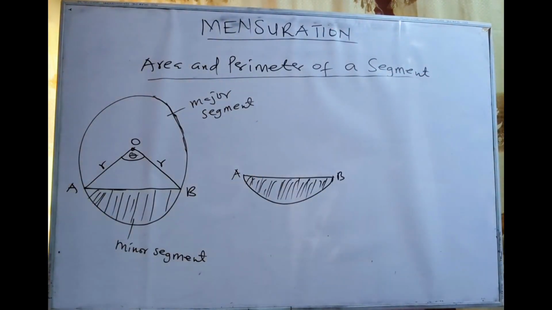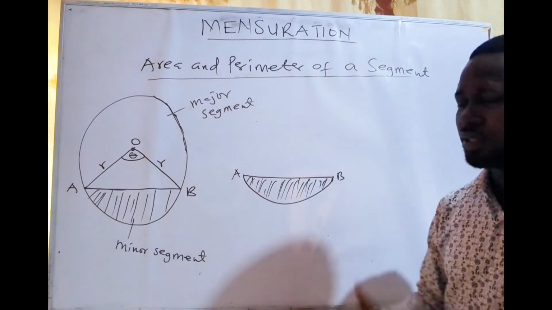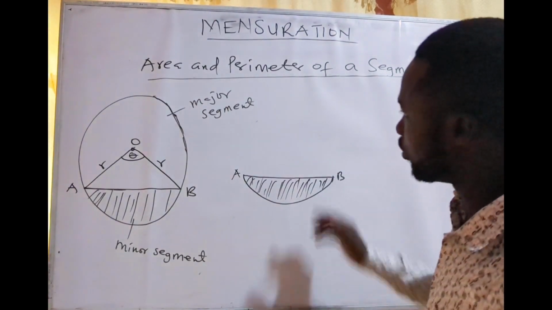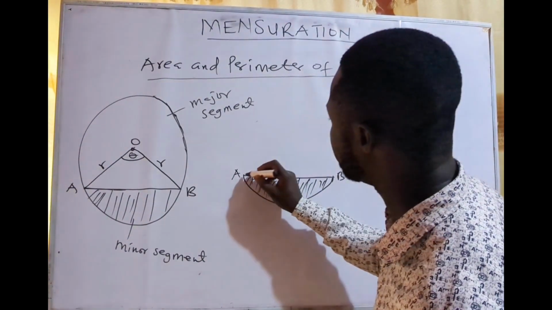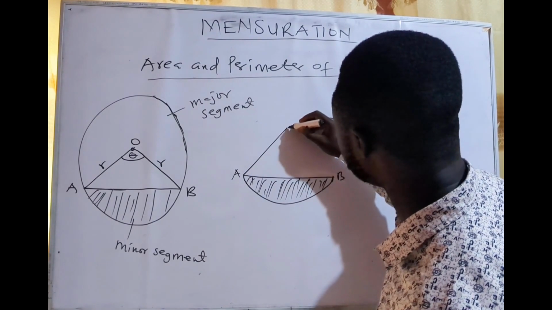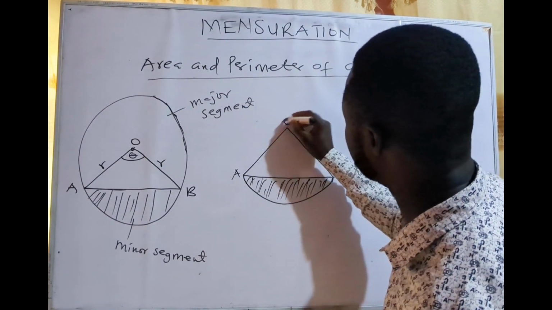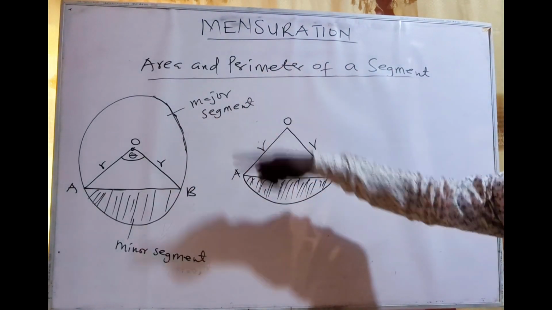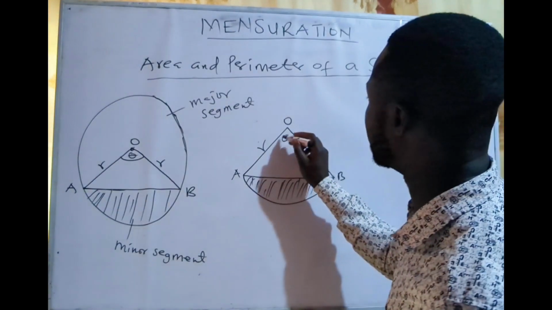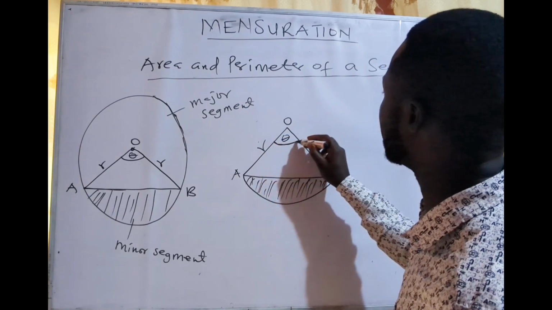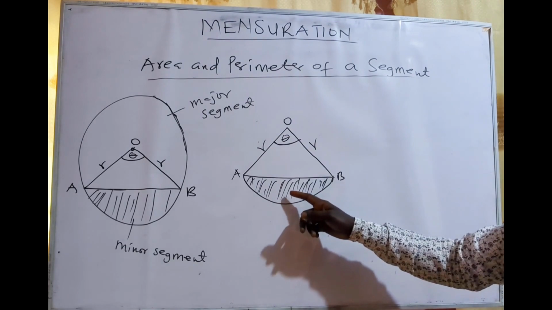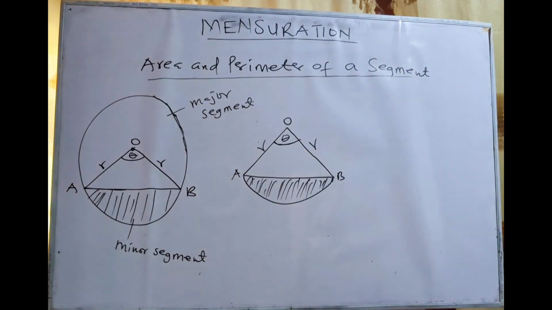That means I subtract. What is left? The segment, the minor segment. That is this. It's so simple that the minor segment is what is left. So find the area of the sector. Find the area of the sector. Subtract the area of the triangle. And if you subtract the area of the triangle, then we are going to have the area of the minor segment here. All right.